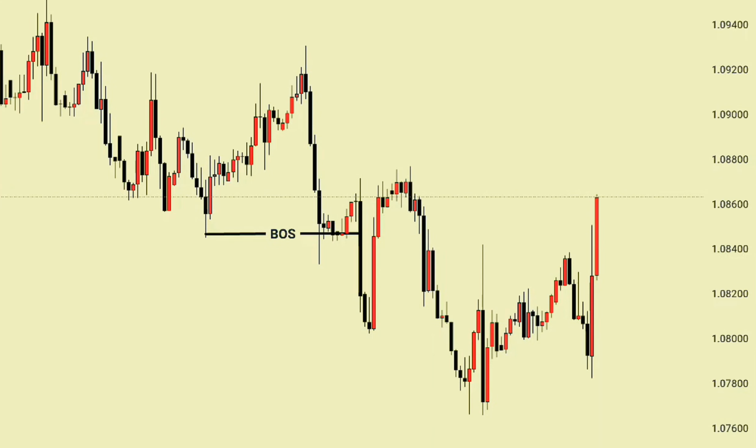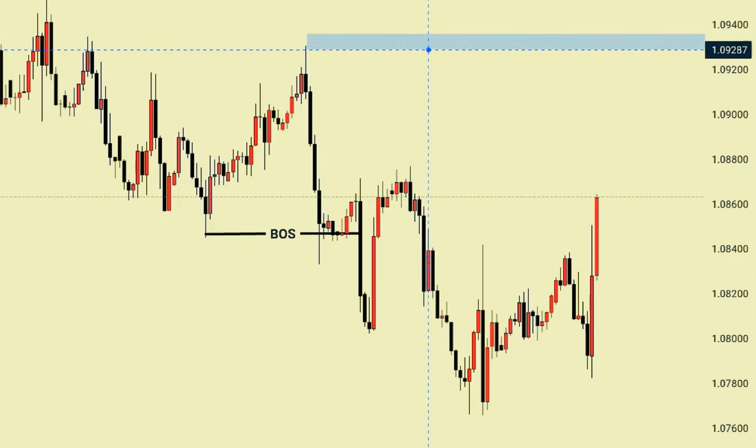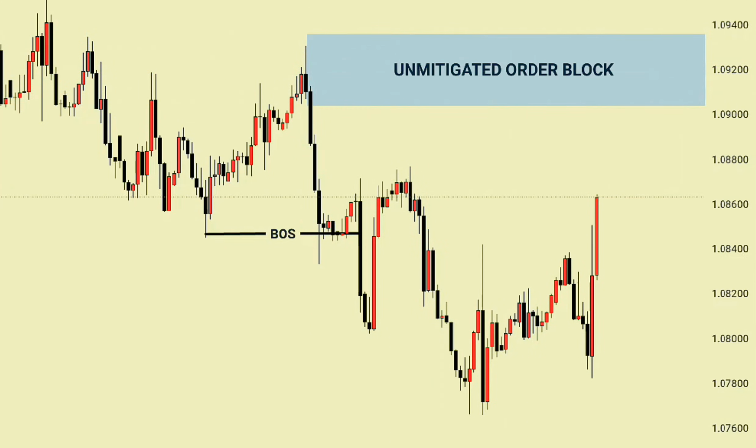Many traders see price reacting from one zone, and they ask one question. Why does price respect this area so strongly? The answer is an unmitigated order block. An order block is the area where big traders placed heavy sell orders. That is why price moved away from this zone very fast.